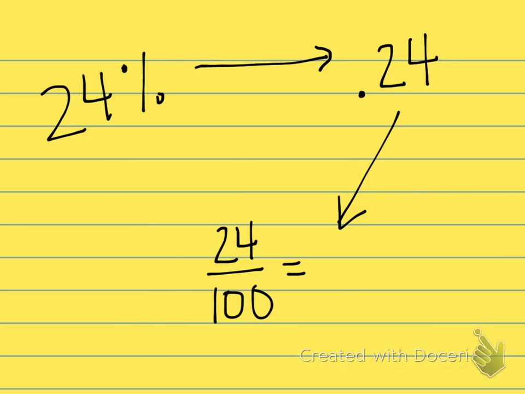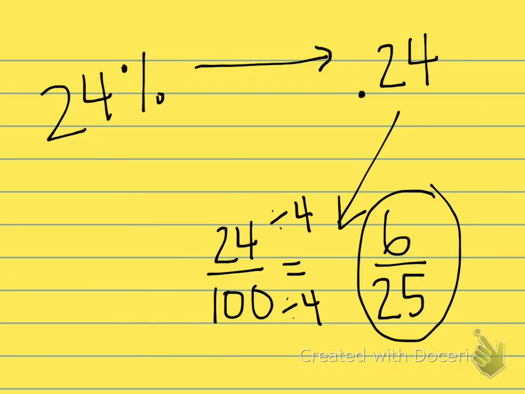So I can always divide by 2, but I can think about any other factors that I can divide by. Well, I also know I can divide by 4, and so 24 divided by 4 gives me 6. 100 divided by 4 gives me 25. And I know 6 and 25 don't share any common factors, so 6/25 is my fraction. So all three of these now are equal. Okay? All right. Thanks, guys.